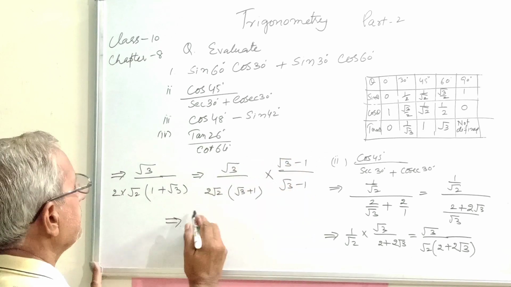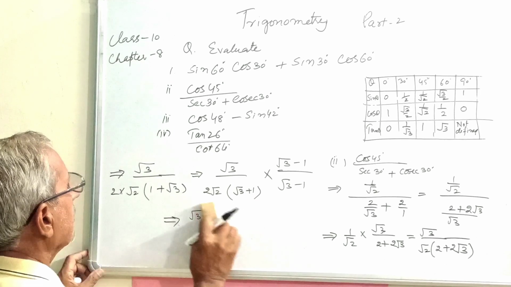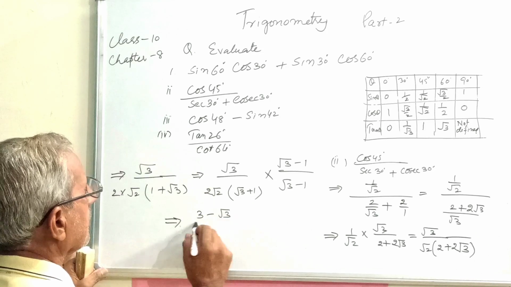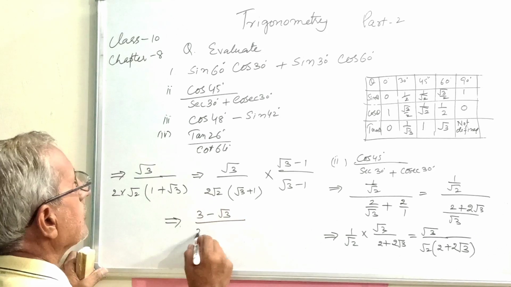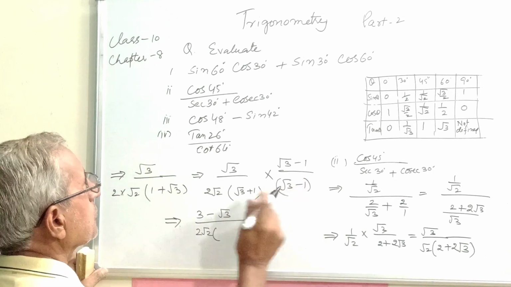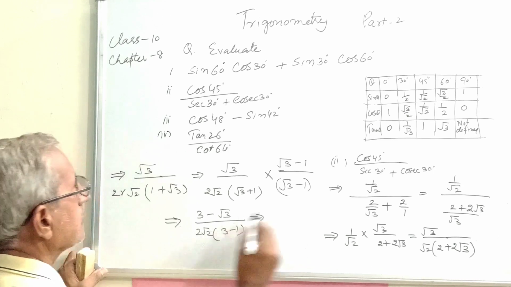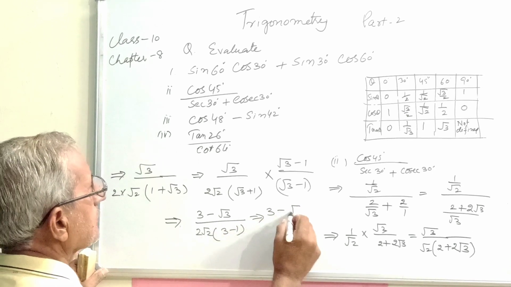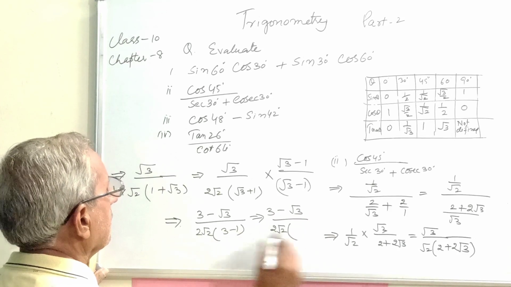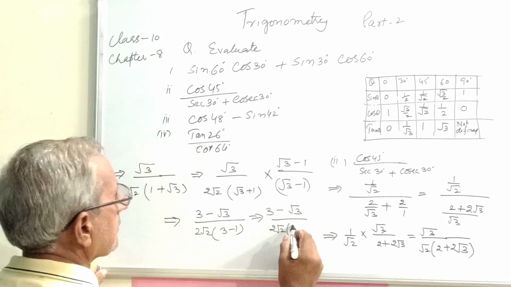Multiply under root 3 into under root 3. That will be 3 minus under root 3, divided by 2 under root 2. By the multiplication of these two, that will be 3 minus 1. 3 minus under root 3, 2 under root 2, after minus, so that 2.